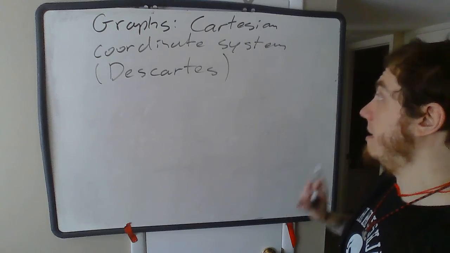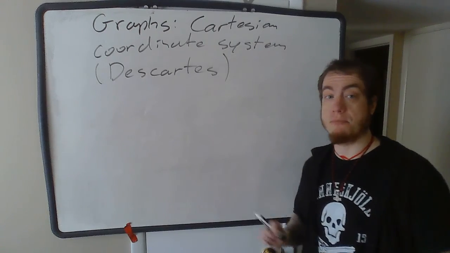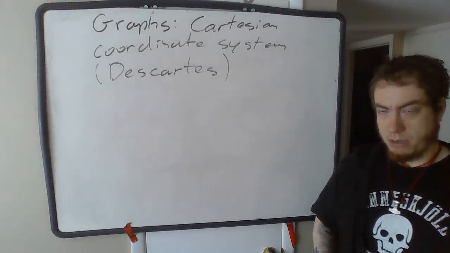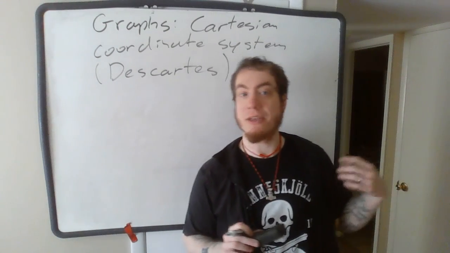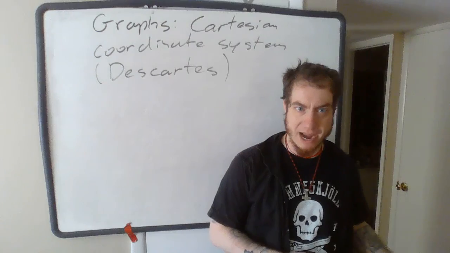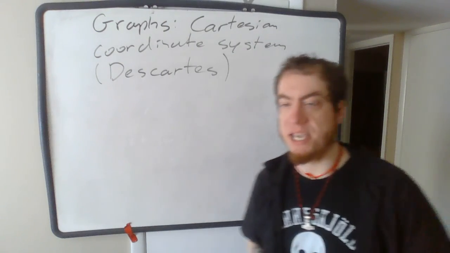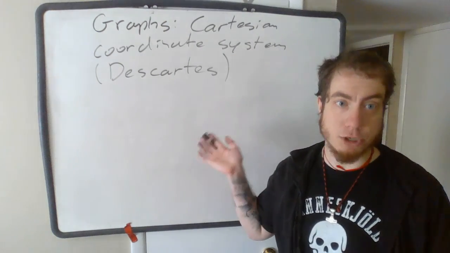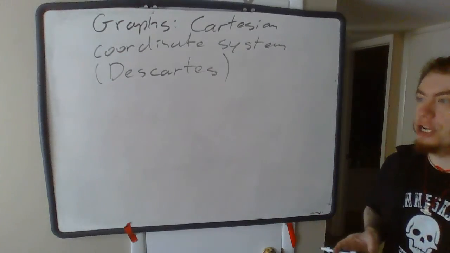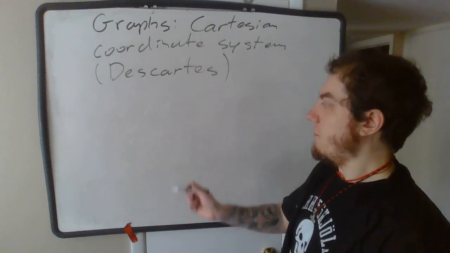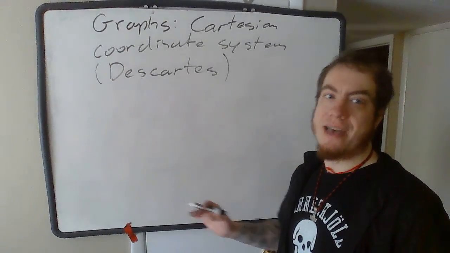Descartes is a very important guy in the history of mathematics. For a long time, there were sort of these two branches of mathematics. There was the algebra branch, which dealt with things like equations, like the stuff we were just looking at. And then there was the geometry branch, which dealt with things like figures and shapes and that sort of thing.